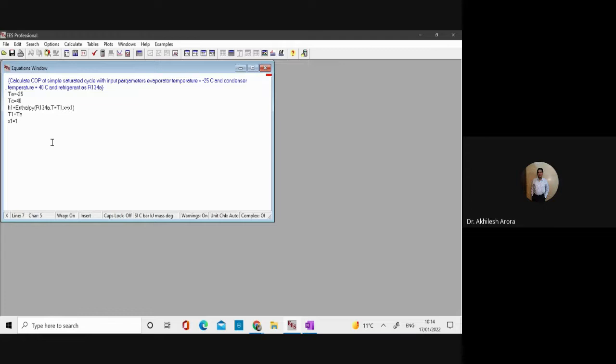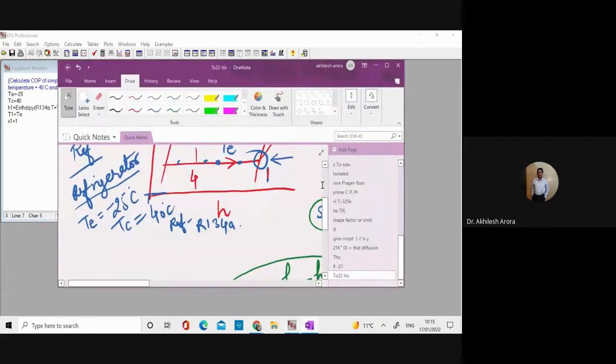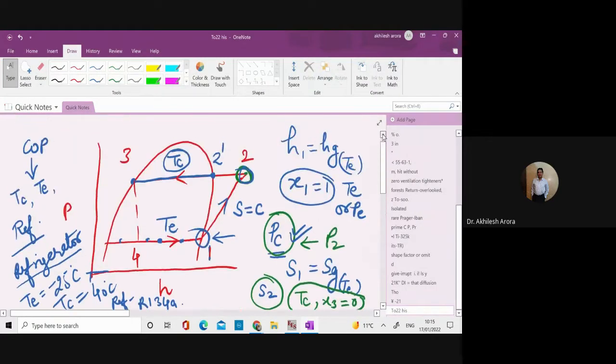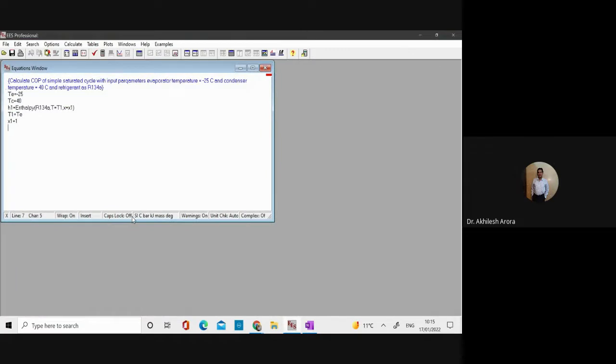Now I have to go to point number 2. For point number 2, we have discussed what we need actually. We need 2 properties. One was pressure of the condenser, as you can see here. This is the diagram. For point number 2, you need 2 properties. One is condenser pressure, which is equal to P2, and the other is the entropy value, S2. So first of all, how to calculate entropy at point number 2? We have to first calculate entropy corresponding to point number 1.